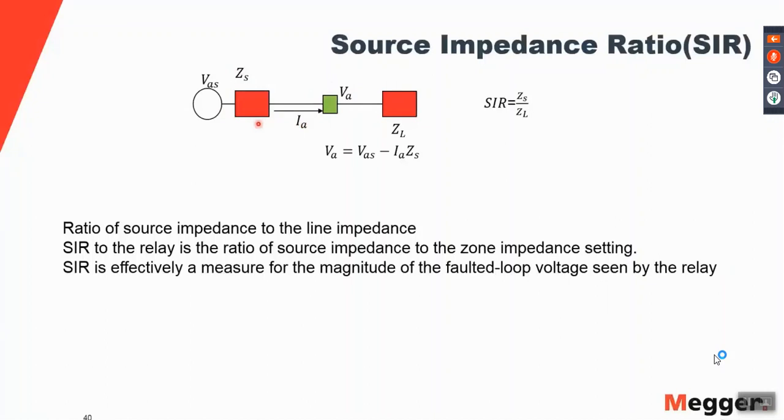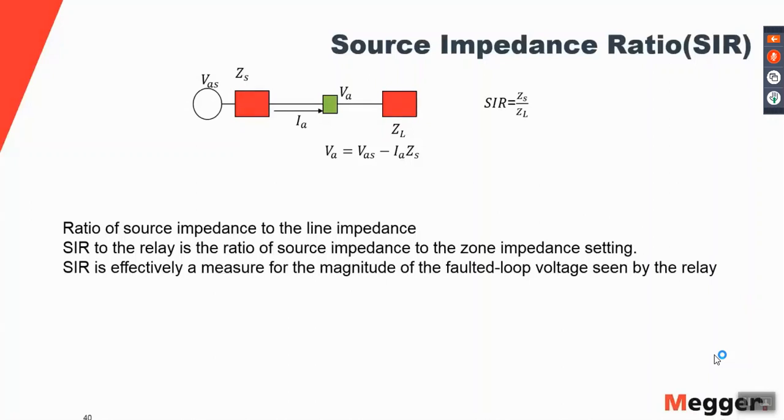Which means that if you have a high source to line impedance ratio, it means that your source voltage is going to collapse very quickly, which is going to give you a lot of headaches when it comes to testing the relay, but it's also going to give you a lot of headaches when it comes to setting the relay properly, because if the source impedance ratio is too high, sometimes it doesn't make sense to protect the line using a line protection.